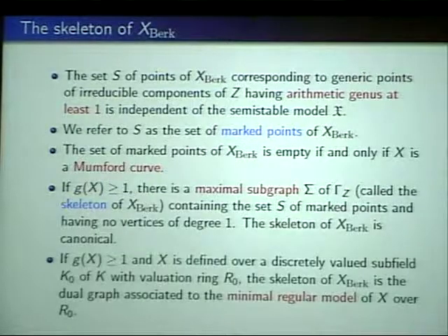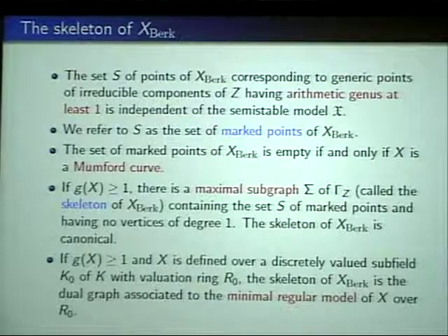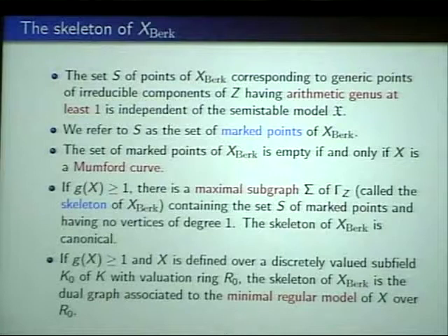In fact, in the case where the genus is at least 1 and X is defined over a discretely valued field K0, then the skeleton is the dual graph associated to a minimal regular model. It's very closely related to the theory of minimal regular models. The non-existence of a unique minimal regular model for curves of genus 0 is related to the fact that there's no canonical skeleton. I guess the thing I should have said is that when the genus of the generic fiber is at least 1, then either you have some marked points or you have a graph with some homology, because the sum of the genus of all those marked points plus the genus of this graph is the genus of X.